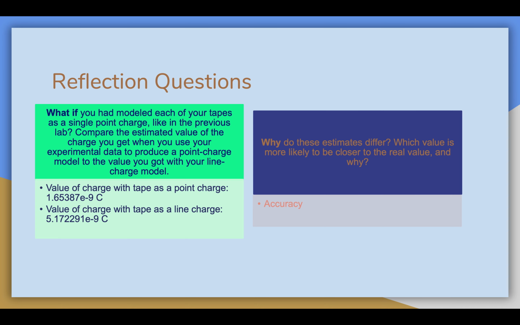And the second question: why do these estimates differ and which value is more likely to be closer to the real value? The estimates differ due to the accuracies depending on the formula. The point charge formula is less accurate than using the line charge, and the line charge is more likely to be closer to the real value because it uses a summation, which gives more accurate values for a charge, because you're using many pieces instead of assuming just one point.